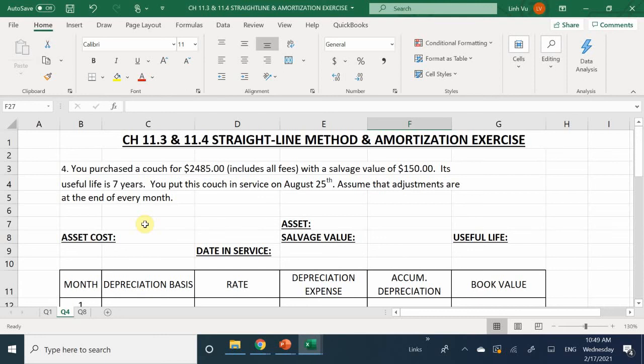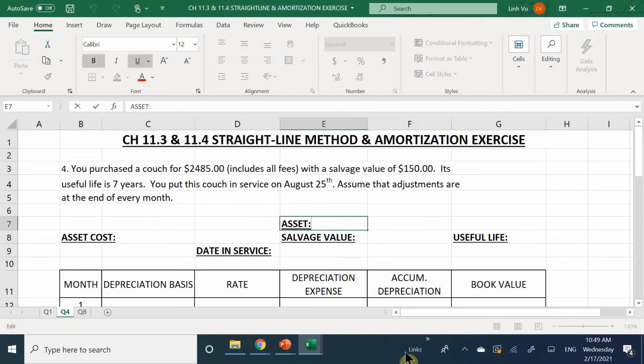Actually, no, we have. We put this couch into service as of August 25th. Assume that the adjustment entries are going to be done at the end of every month. Okay, there's the trick right there. So let's go ahead and fill out the information here. What did I buy? A couch.